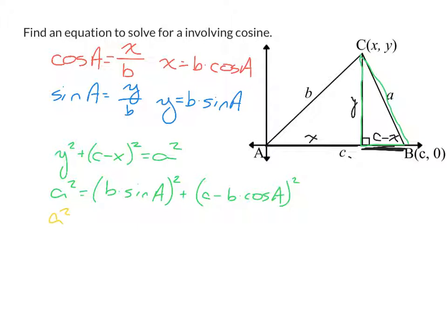So a squared would equal, and then if we did b sine of A squared, that's b squared times sine squared of A plus, and then the next piece I have to FOIL. This means I'm taking c minus b cosine of A times itself, and c times c makes c squared. The outers make a negative bc times cosine of A. The inners make the same thing, so there will be two of them, so I'll put that 2 there. And then the last, negative times a negative is a positive, b times b is b squared, times cosine squared of A.